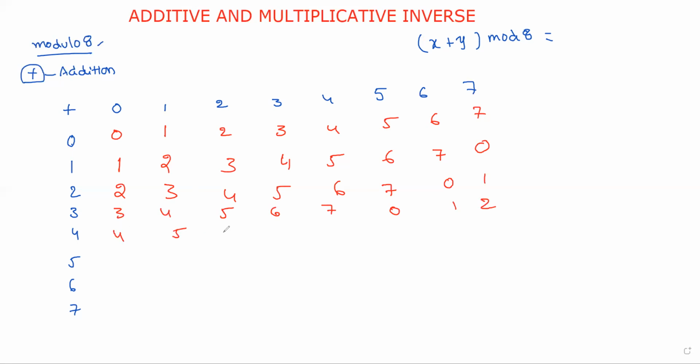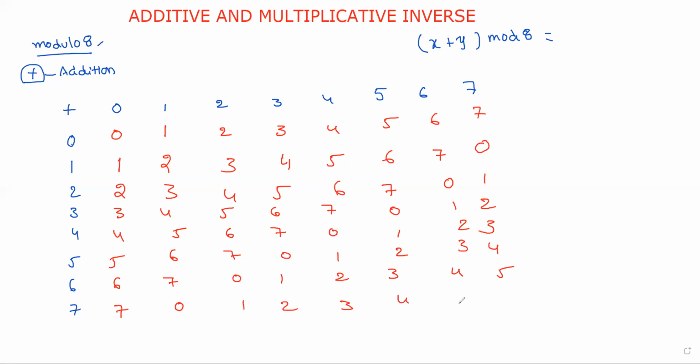For 4: 4, 5, 6, 7, 0, 1, 2, 3. For 5: 5, 6, 7, 0, 1, 2, 3, 4. For 6: 6, 7, 0, 1, 2, 3, 4, 5. And finally for 7: 7, 0, 1, 2, 3, 4, 5, 6. This is the very easy procedure to write down addition with modulo 8.